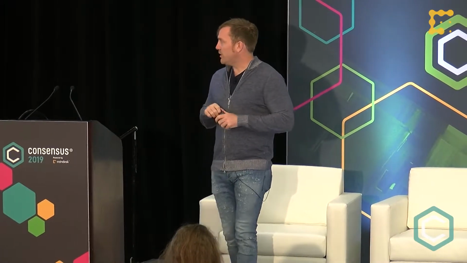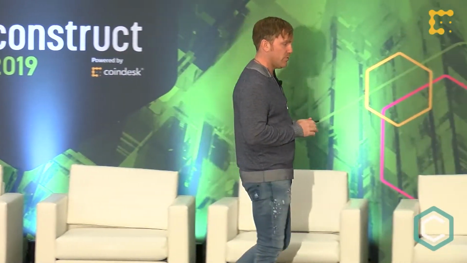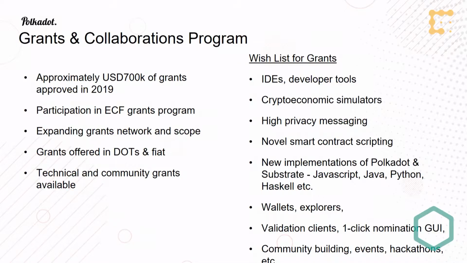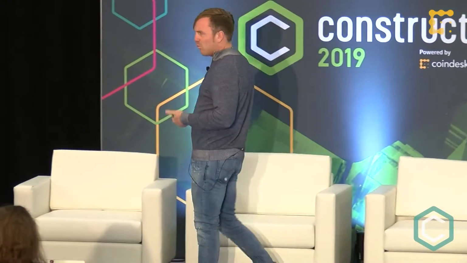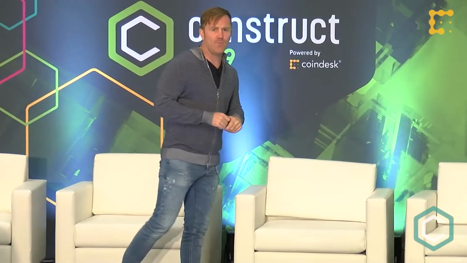I would be remiss in not mentioning our grants program. We have doled out a little under $1 million just this year in grants, and I would encourage you all to reach out and get involved. We've got a wish list on our grants webpage. Just search for Web3 grants on GitHub, and we're looking for everything from IDEs to simulators, more work in high privacy messaging, novel smart contract scripting. I personally am pretty excited about where AssemblyScript is going. We need more wallets and explorers, validation clients. I want a one-click client for nominators to be able to nominate validators.